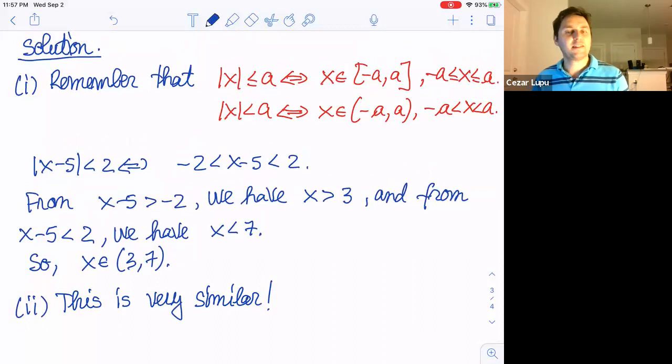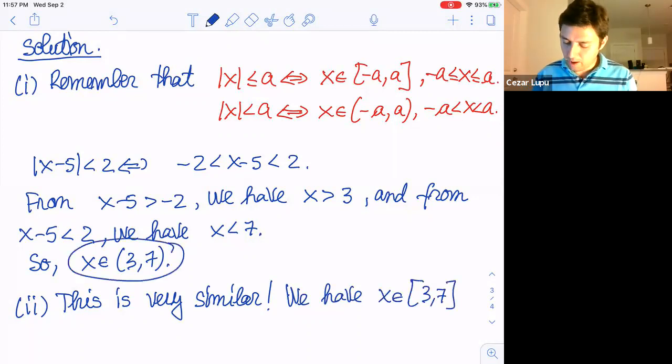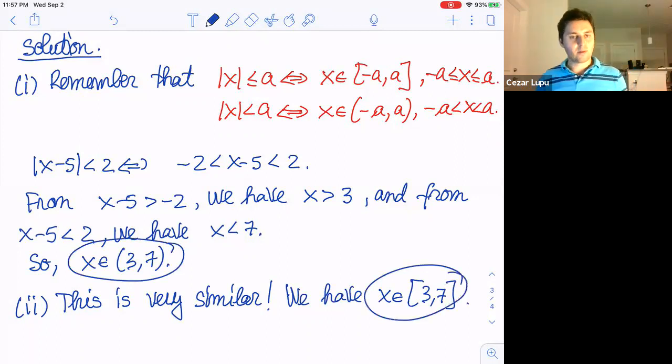Well, the only difference is that we will apply the first inequality, right? Because we have that the absolute value of x minus 5 is less or equal than 2. We will have that x belongs to this interval, closed 3, closed 7. Here we have open, here we have closed, right? It's the same thing. I'll leave it to you as an exercise. It's the same procedure. You just copy what you did in the first part.